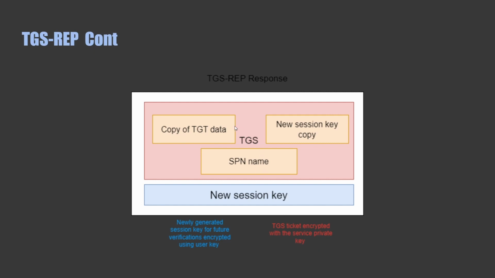And inside this TGS ticket, there's a copy of TGT data. It's not the full TGT. It's just the important information from within the TGT. So what the user can access, the things that it can do, things like that. A new copy of the session key is created, and the service principal name, the service you want to access. And the newly generated session key for future verifications is encrypted via the user key. And this new session key is also copied inside the TGS ticket to be decrypted via the service, just to ensure validity on the service's side as well.